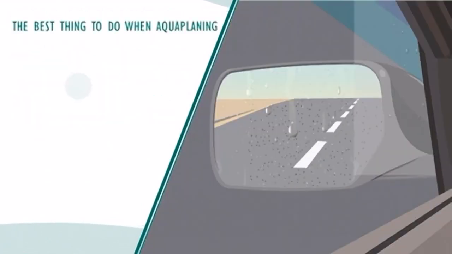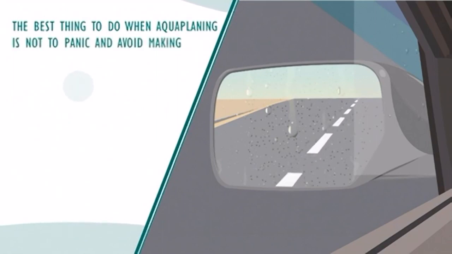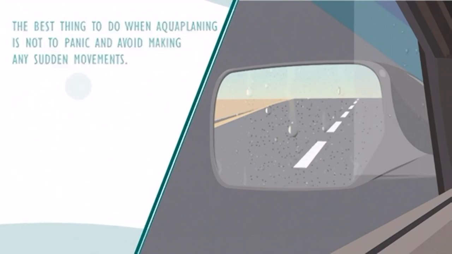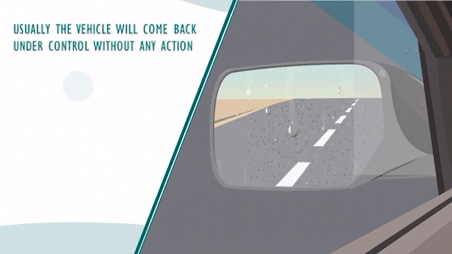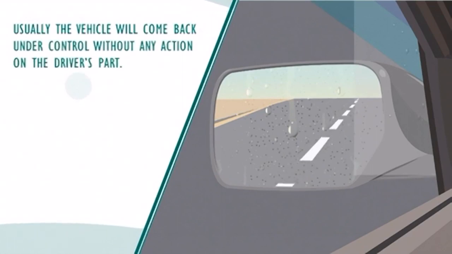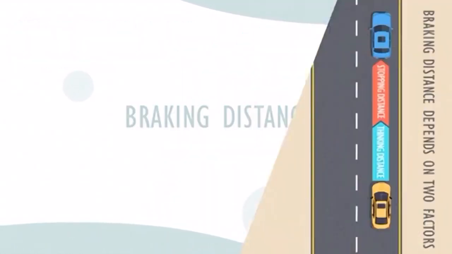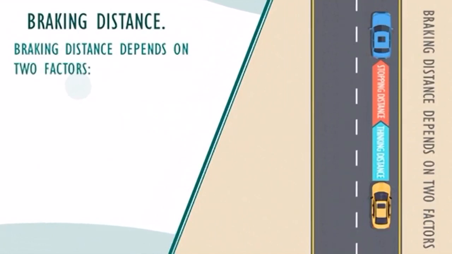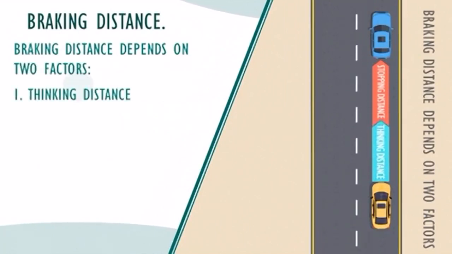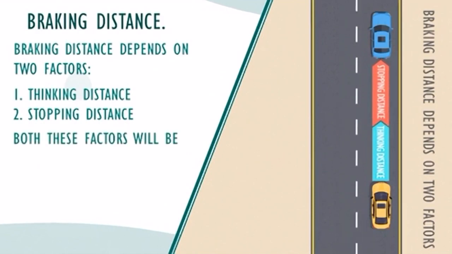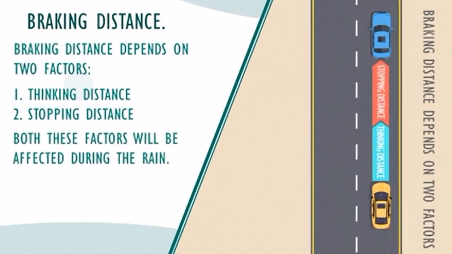The best thing to do when aquaplaning is not to panic and avoid making any sudden movements. Usually the vehicle will come back under control without any action on the driver's part. Braking distance. Braking distance depends on two factors: 1. Thinking distance. 2. Stopping distance. Both these factors will be affected during the rain.